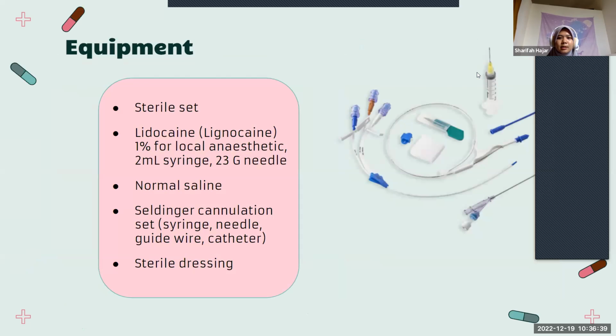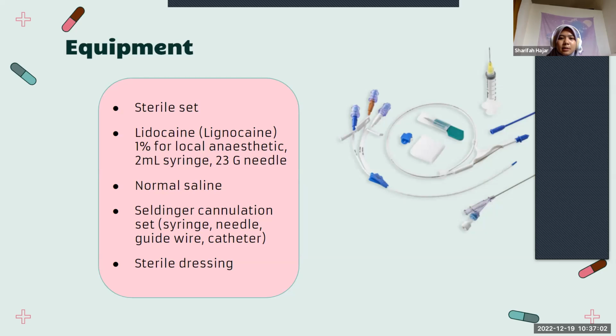Okay, next. This is the equipment: sterile set, as you can see in the lower picture. And then lidocaine 1% for local anesthetic, 2 ml syringe, 23 gauge needle, and then normal saline, and then Seldinger cannulation set.